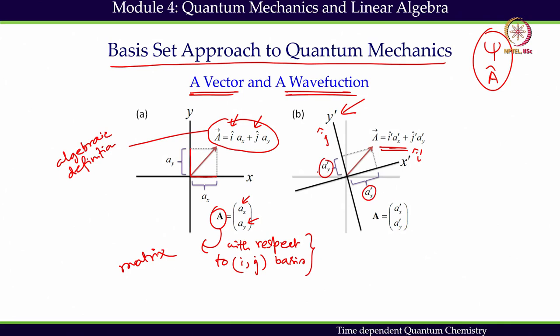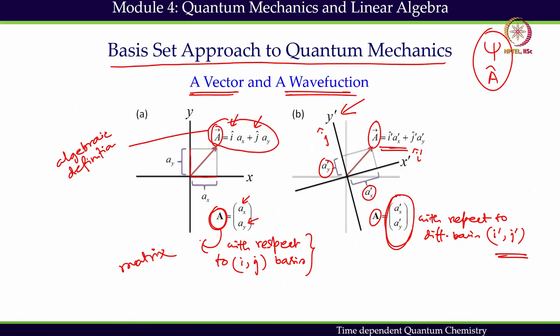But the same vector would be represented by different components with respect to a different basis. Right now the basis is i dash, j dash. The basis is not the same for these two representations, although the vector is the same. The same vector I am representing with two different bases, and if I change the basis, I will change the components as well, and that is why the matrix representation will change. But each representation is representing the same vector.